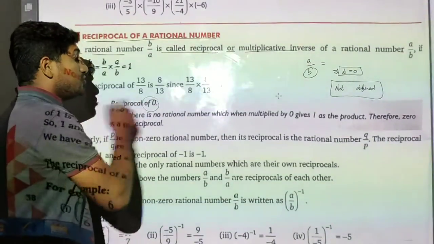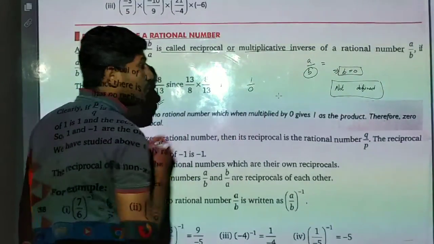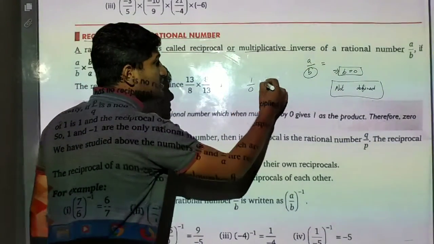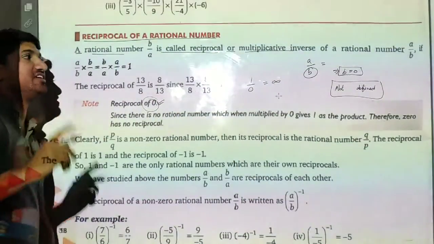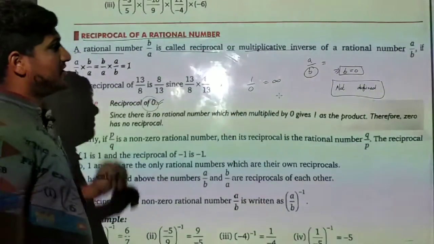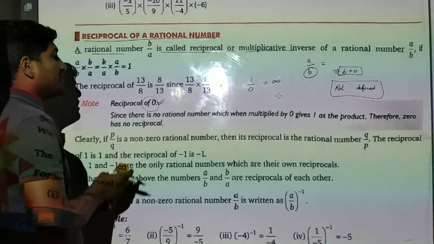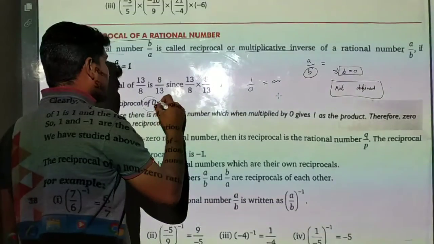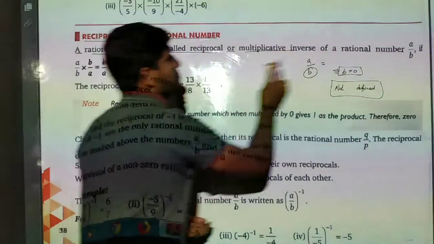If we take the reciprocal of 0, then what will we get? 1 by 0, and 1 by 0 is not defined. We will call it infinity. So the reciprocal of 0 does not exist. आपको ये याद रखना है कि जो 0 है हमारा, उसका रेसिप्रोकल एग्जिस्ट नहीं करता है, नॉट डिफाइन होता है.